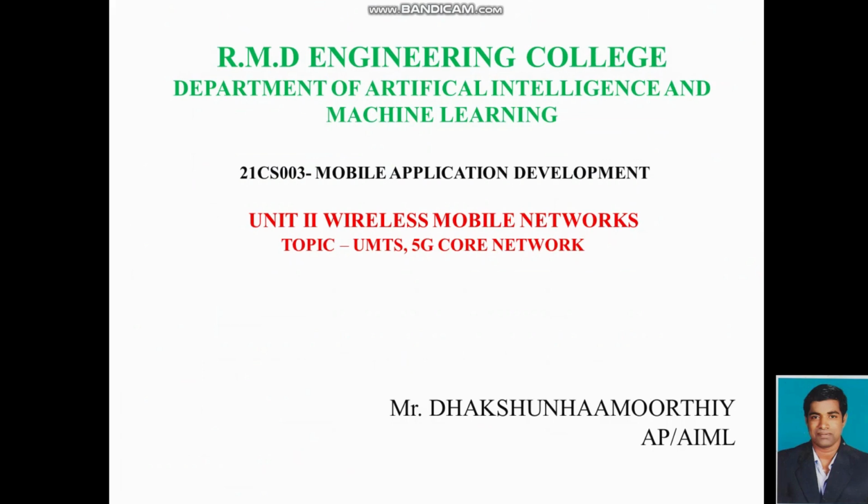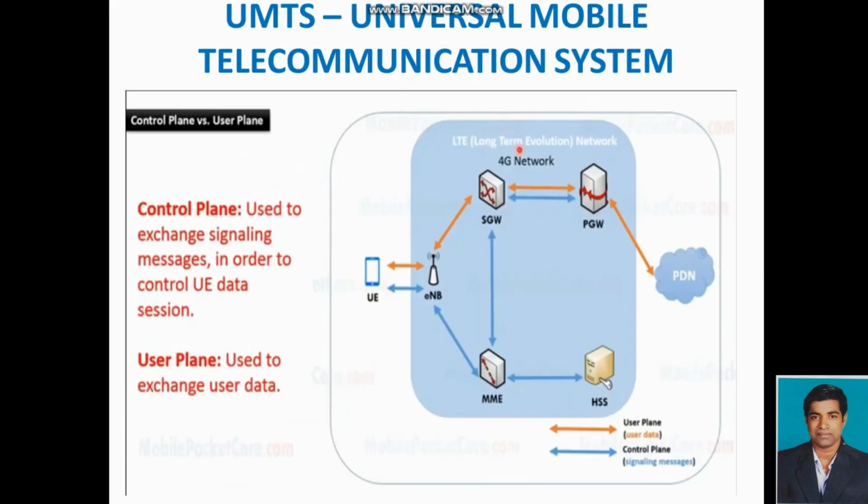Subject code 21CS003, Mobile Application Development, Unit 2, Wireless Mobile Networks. Topic is UMTS 5G Core Network. UMTS stands for Universal Mobile Telecommunication System. This UMTS consists of control plane and user plane. Control plane is used to exchange the signaling messages in order to control the UE data session. User plane is used to exchange user data.